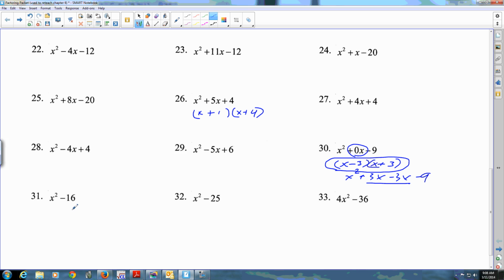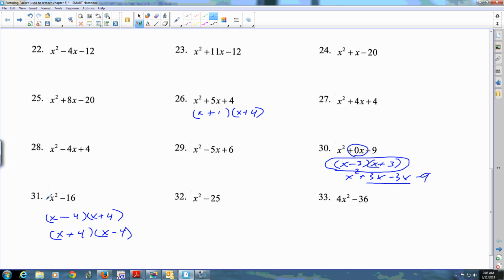Okay, I just did that to help you see it. So multiplying to negative 16, adding to 0. So that's minus 4 plus 4. Which order you write that in doesn't matter. You can write x plus 4, x minus 4, and it works just fine. But again, that's the difference of squares pattern.